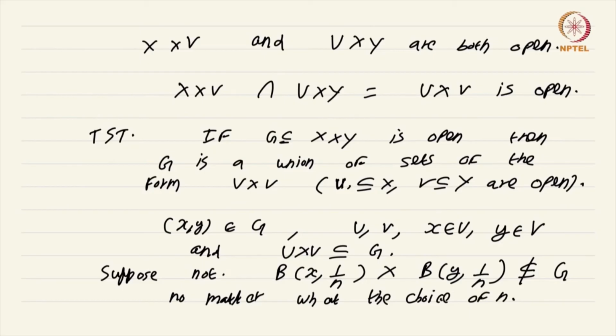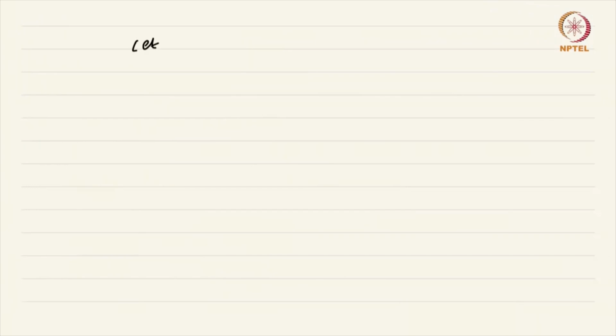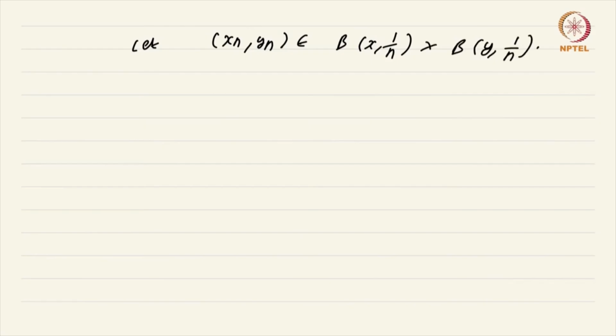Okay. Now, what does this suggest? Well, let xn comma yn be an element of Bx 1 by n Cartesian product By 1 by n. So essentially we are taking a sequence, which is ultimately what we should be doing, because the hypothesis is entirely on the behavior of sequences. So take this sequence xn comma yn, which is coming from the ball of radius 1 by n centered at x, Cartesian product with the ball of radius 1 by n in y.